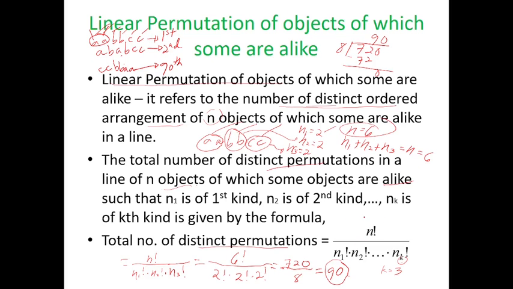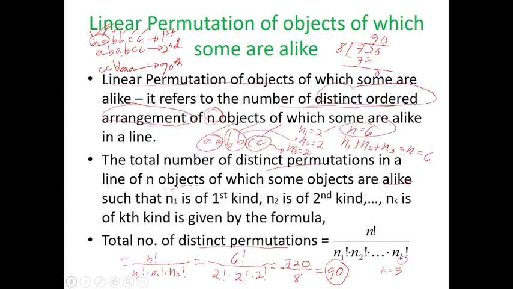So we use this formula. That is the linear permutation of objects of which some are alike. This refers to the number of distinct ordered arrangements of n objects of which some are alike in a line. The n objects is the totality of the objects, including those that are alike. In this case, 6. So I hope you get it now.